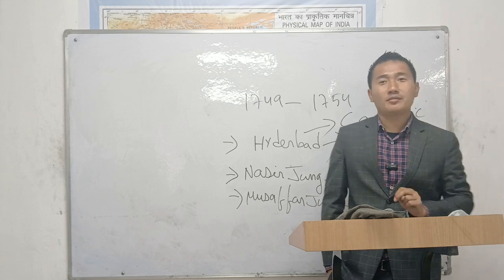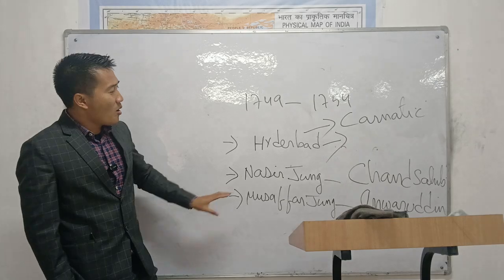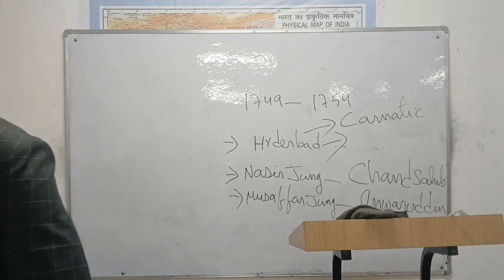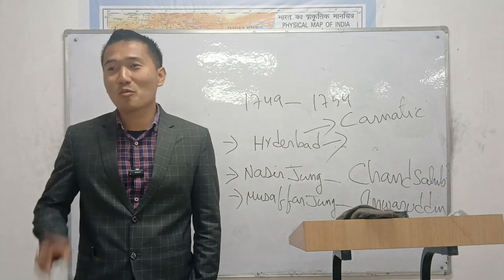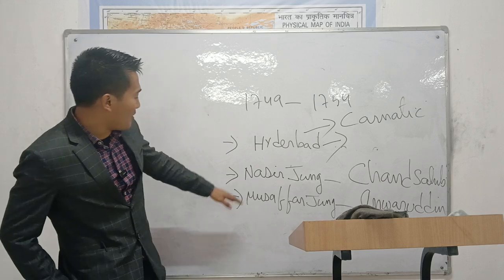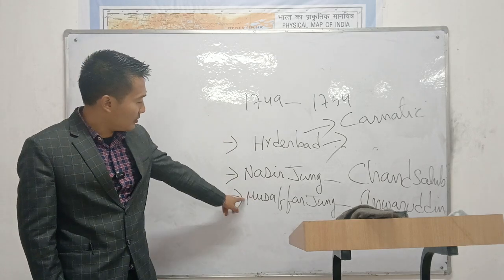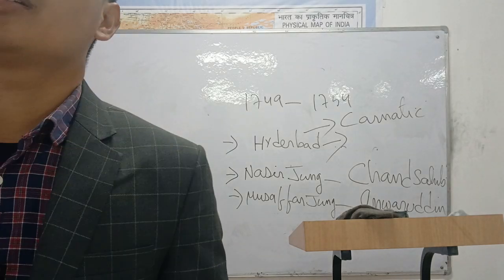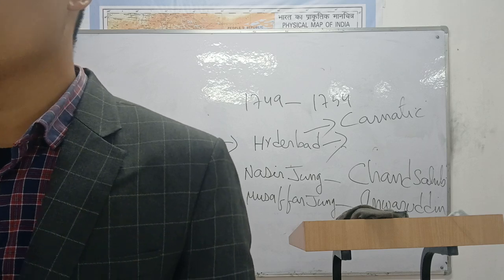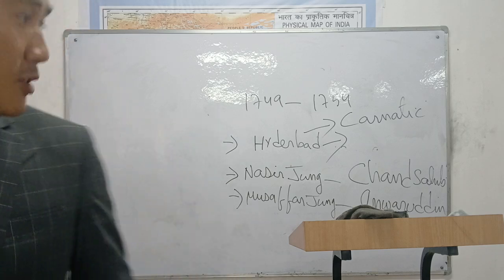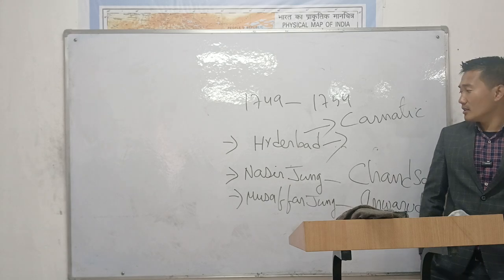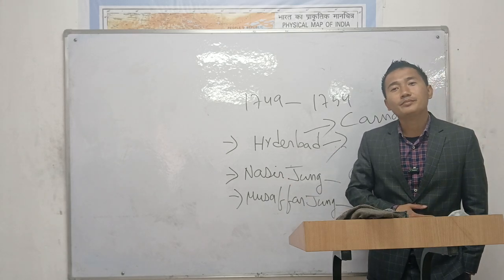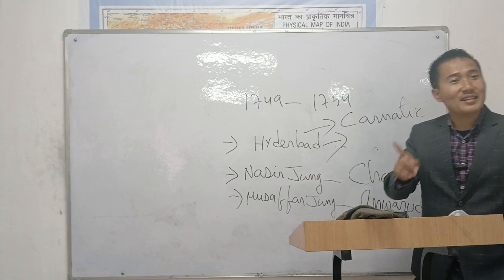So there are two persons each time. Nazir Jung and Muzaffar Jung both want to be the ruler of Hyderabad, as the death of the ruler has created a vacancy. So Muzaffar Jung took the help of the French, and Nazir Jung took the help of the English. So now the war is going to occur. Indirectly, now they want to fight.